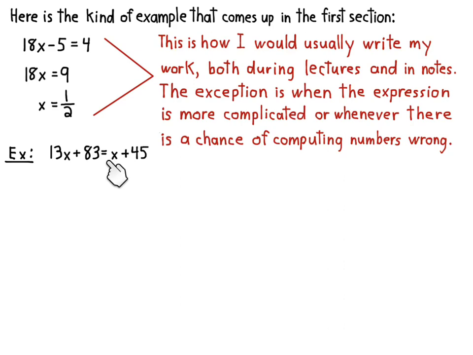So if I move this term x to the left, I get 13x minus x, which is, you subtract the coefficients, gives you 12x. And then I would move this plus 83 term to the right, it becomes minus 83. Now, doing 45 minus 83 in my head, I can do that, but it's a little bit risky, and I can more likely get it right if I actually write it out. So I'm going to write it out here. But the 13 minus 1 I don't need to write out. I know that's 12. So 12x equals 45 minus 83.